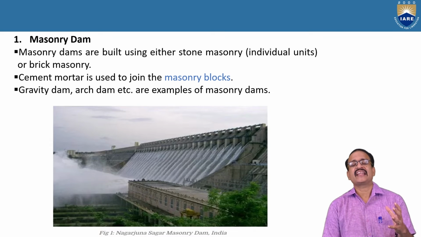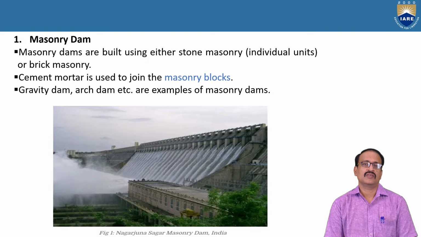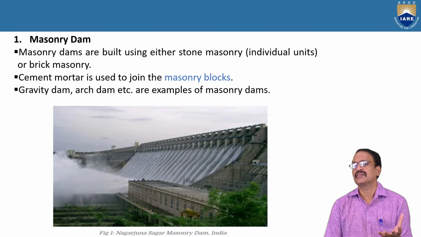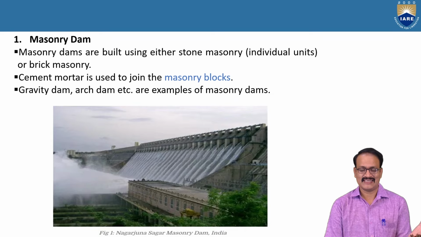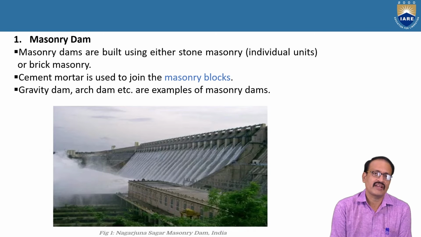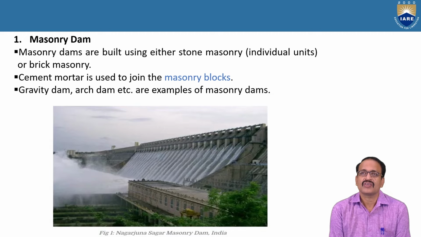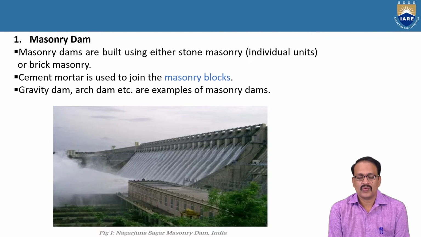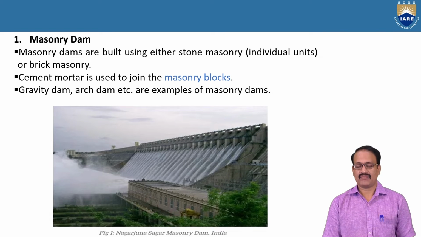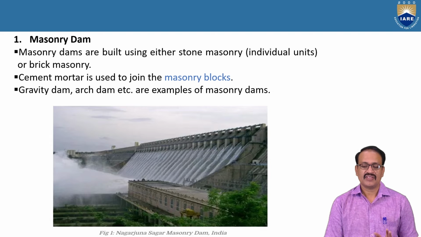So the first thing is the masonry dam. Even with soil, they have constructed that way. Masonry means unit elements, maybe stone or bricks, individual elements. With these individual blocks, they have constructed. Our Nagarjuna Sagar Dam, which is a famous dam in India and in the world, is a masonry dam. They have constructed it with masonry blocks.